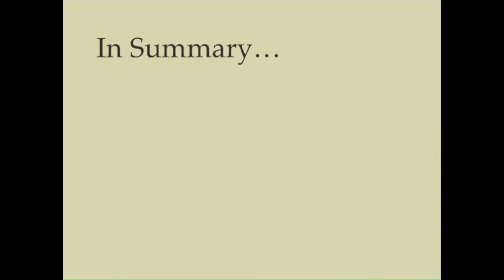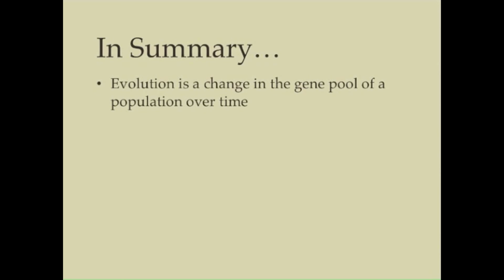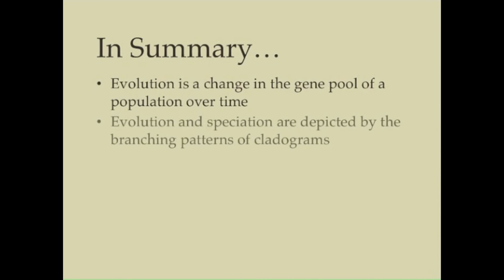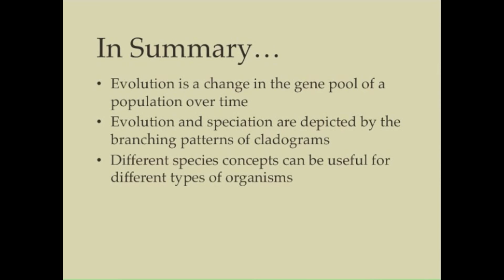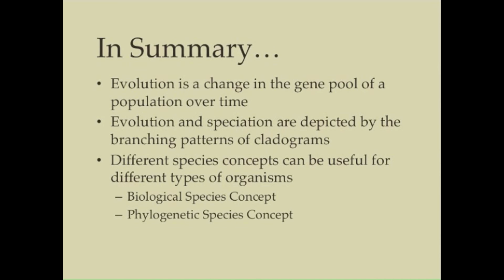To conclude, let's summarize what we've covered in this video. Evolution is a change in the gene pool of a population over time, and this evolutionary change can be depicted by the branching pattern of cladograms. Finally, different species concepts can be useful for different types of organisms. The biological species concept is often applied to sexually reproducing organisms, while the phylogenetic species concept is useful for asexually reproducing organisms, but can also be applied to sexually reproducing organisms.